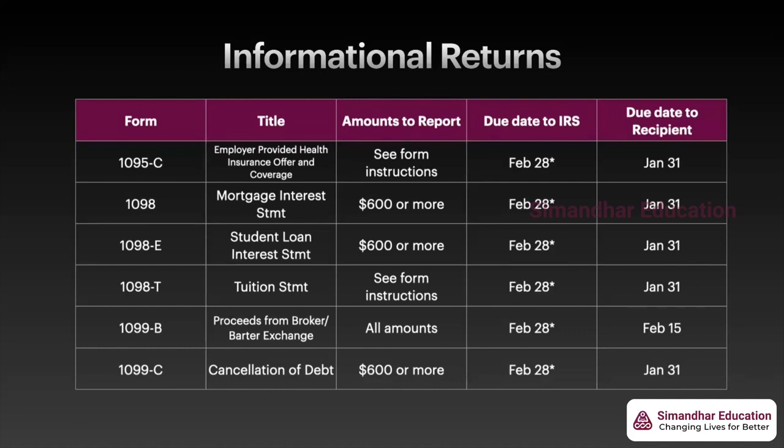Some of these forms have been highlighted in terms of due dates with an asterisk. Now that basically means that there's an additional month if you file these forms electronically. So the due date would change from February 28th to March 31st. So that is something to keep in mind when you get any question related to electronic filing of these forms.